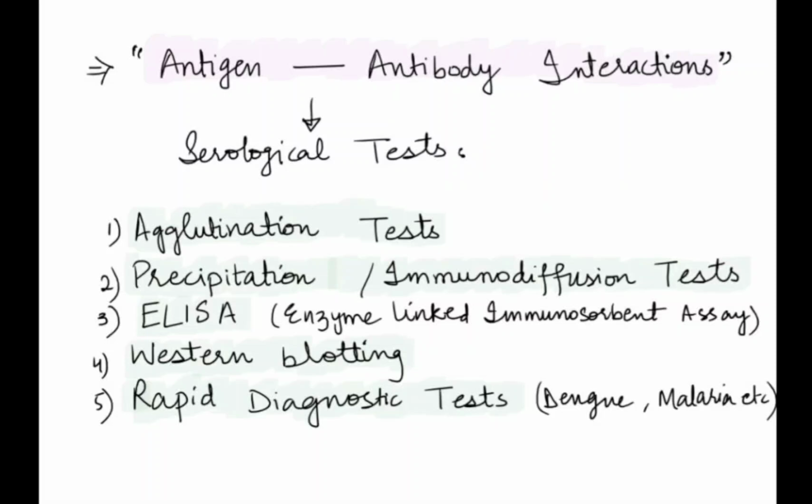Now, what are the several kinds in which these antigen and antibody interactions take place? These include agglutination test, precipitation or immunodiffusion test, ELISA (enzyme-linked immunosorbent assay), Western blotting, or rapid diagnostic test. For example, for dengue and malaria, kits are used for the rapid diagnostic test. We will discuss all these tests in the later videos.